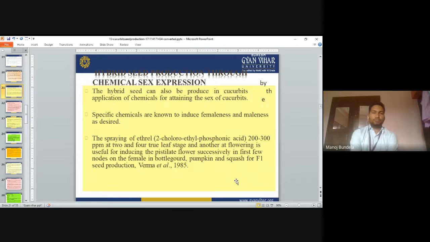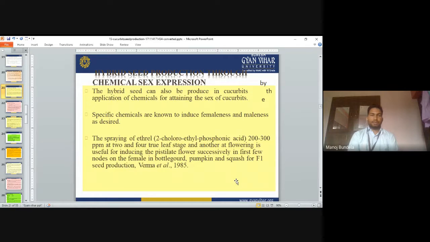Hybrid seed production through chemical expression. Hybrid seeds can also be produced in cucurbits by the application of chemicals altering the sex of cucurbits. So we will use chemicals to change the sex in cucurbits. Specific chemicals are known to induce femaleness and maleness as desired, so we can use them according to the requirement. If we require femaleness, we can use different chemicals, and for maleness we can use different chemicals.